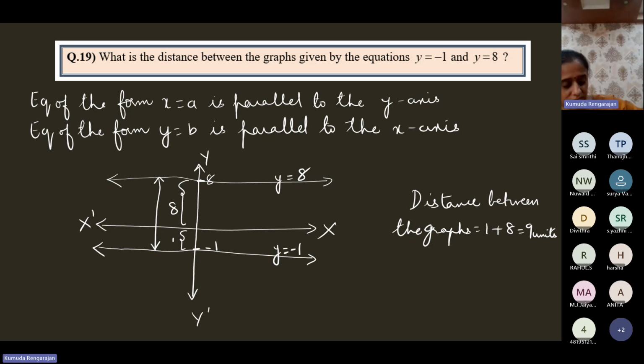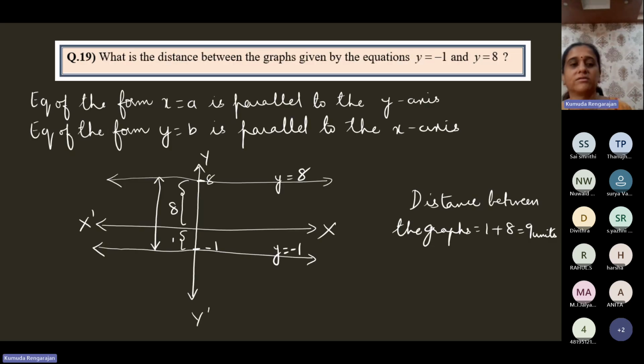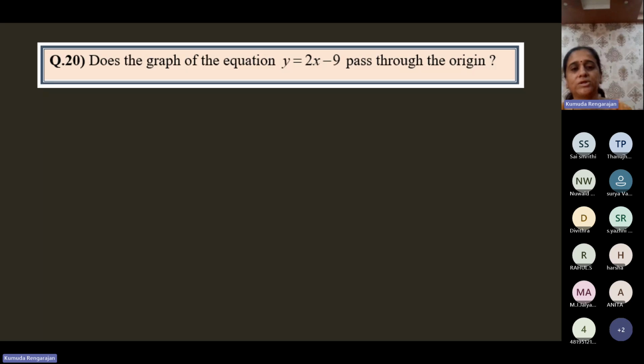Any questions here? No, ma'am. Next one. Yeah, all right, children. Good. Next one. Does the graph of the equation y is equal to 2x minus 9 pass through the origin?